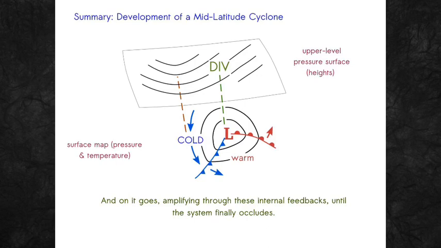We go through this sort of amplification cycle with the different parts feeding back on each other so as to make the system stronger. So that's how these mid-latitude systems develop and grow.